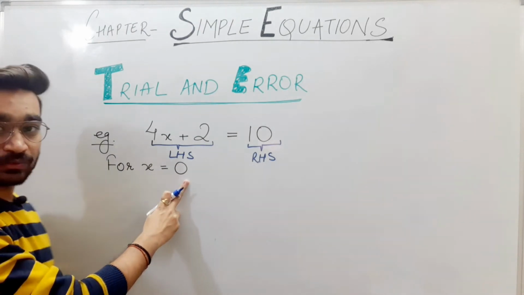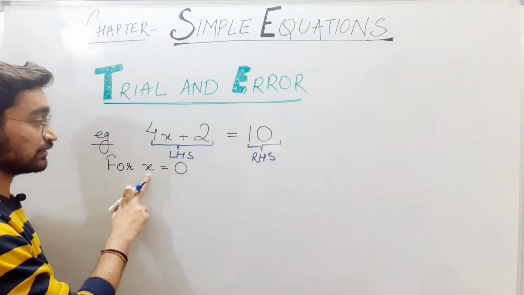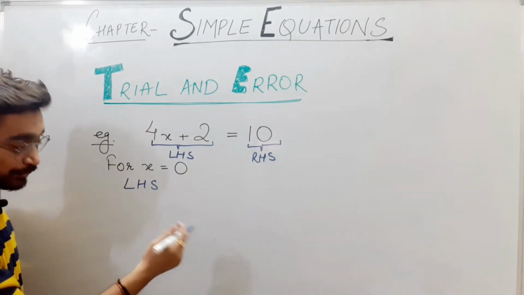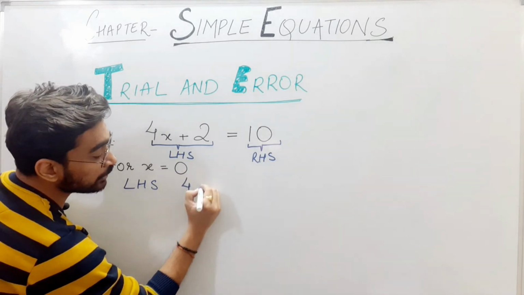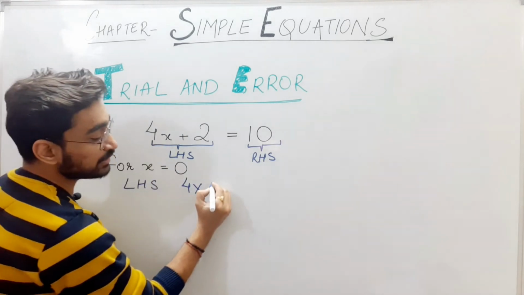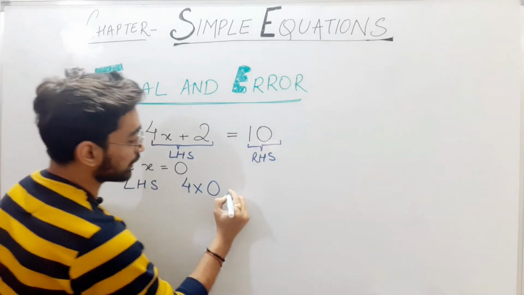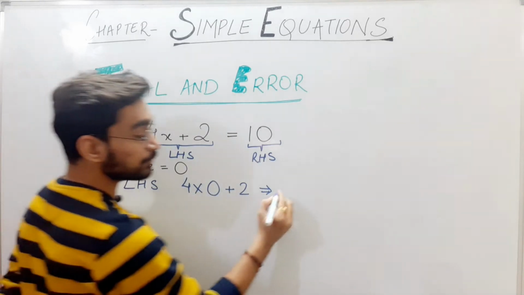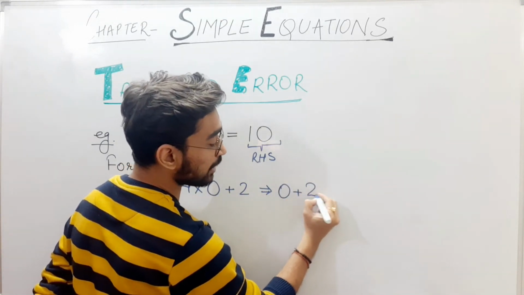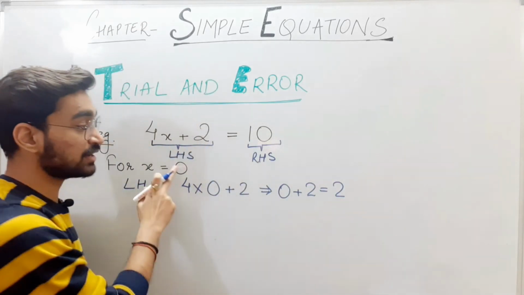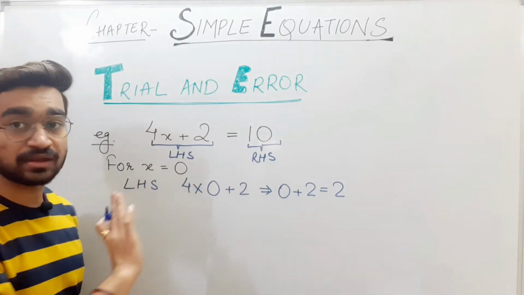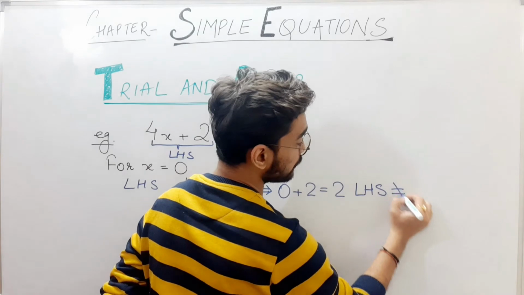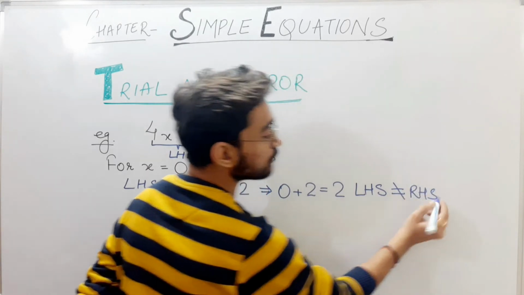For x is equals to 0, let us substitute the value of x is equals to 0 in LHS. My LHS is 4x plus 2. So it will be 4 into 0, because in place of x I have to write 0, plus 2. 4 into 0 is 0, plus 2, it will be 2 itself. So we can see here LHS is not equals to RHS. So this is not the solution.